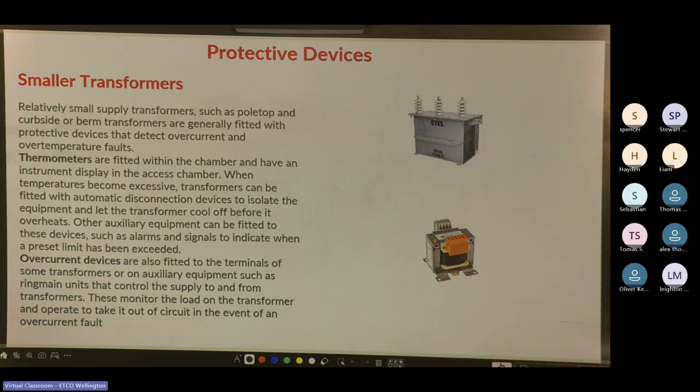Overcurrent devices are also fitted to the terminals of some transformers or on auxiliary equipment such as ring main units that control the supply to and from the transformers. These monitor the load on the transformer and operate to take it out of circuit in the event of an overcurrent fault.